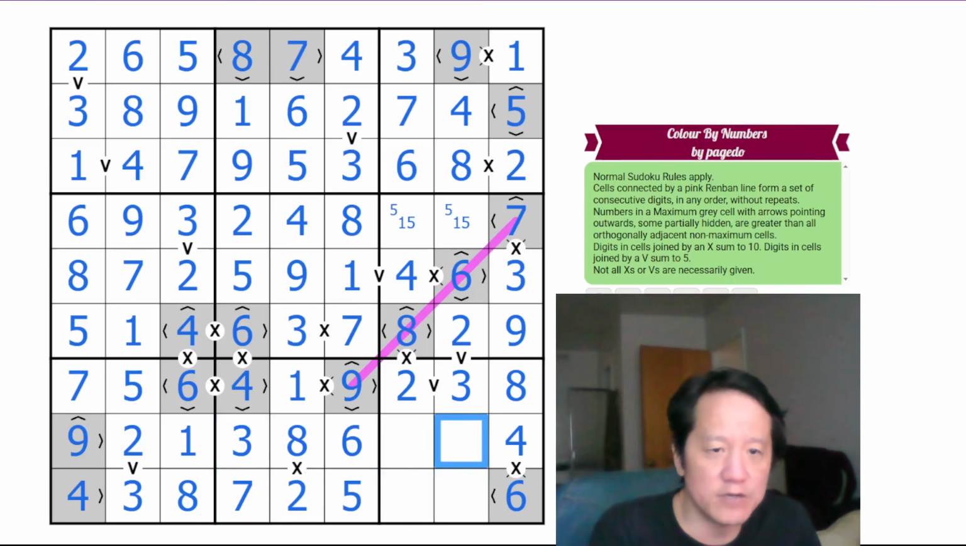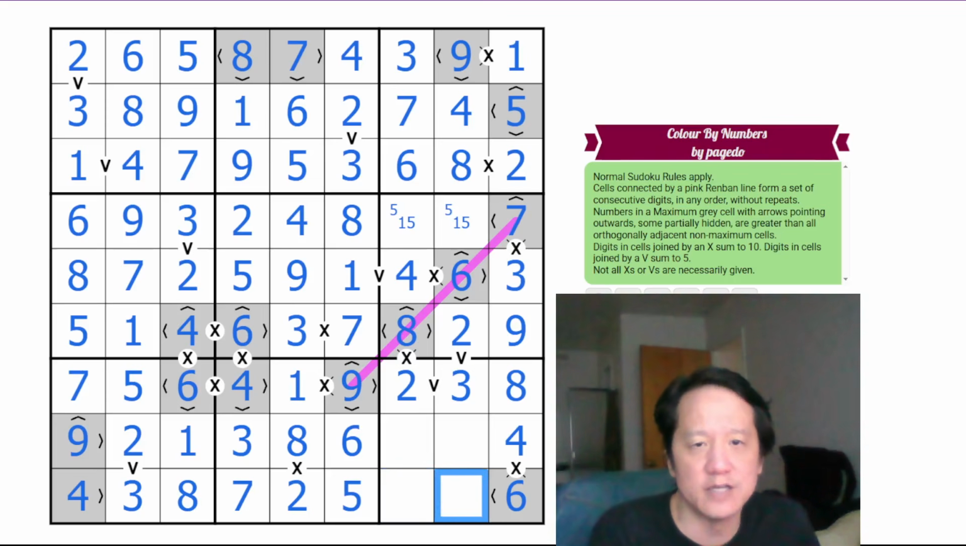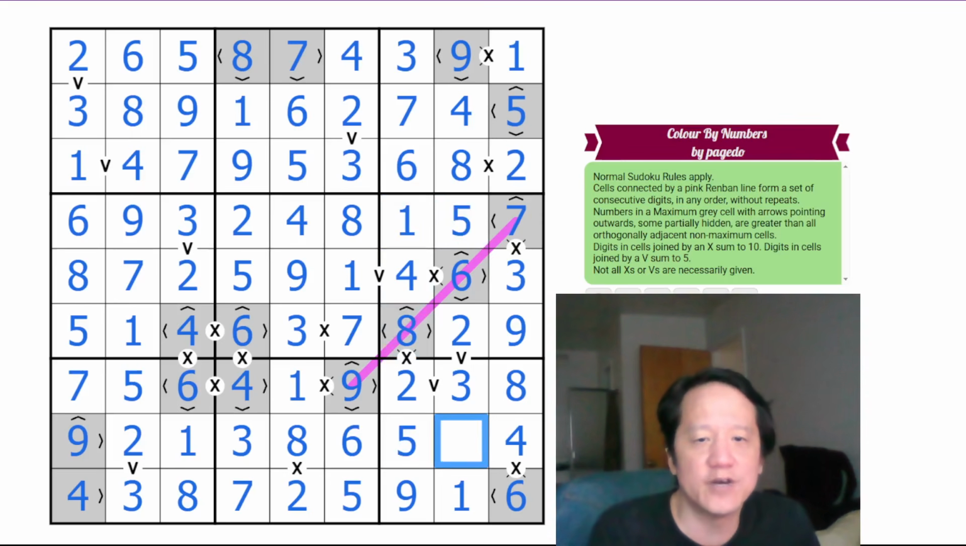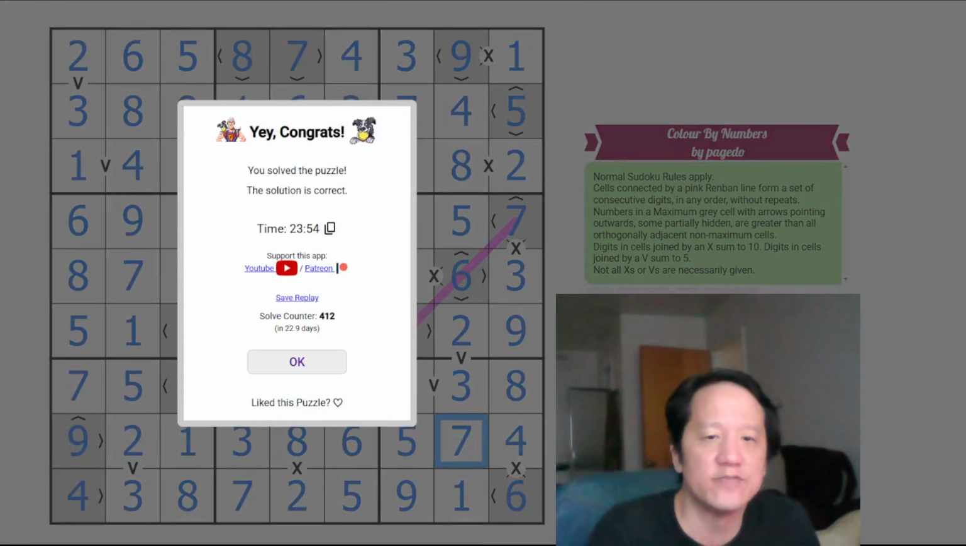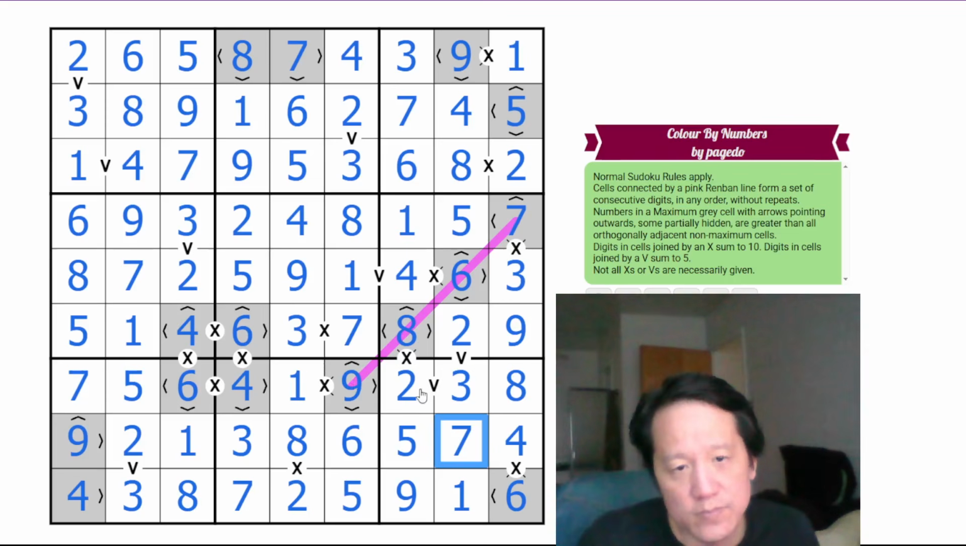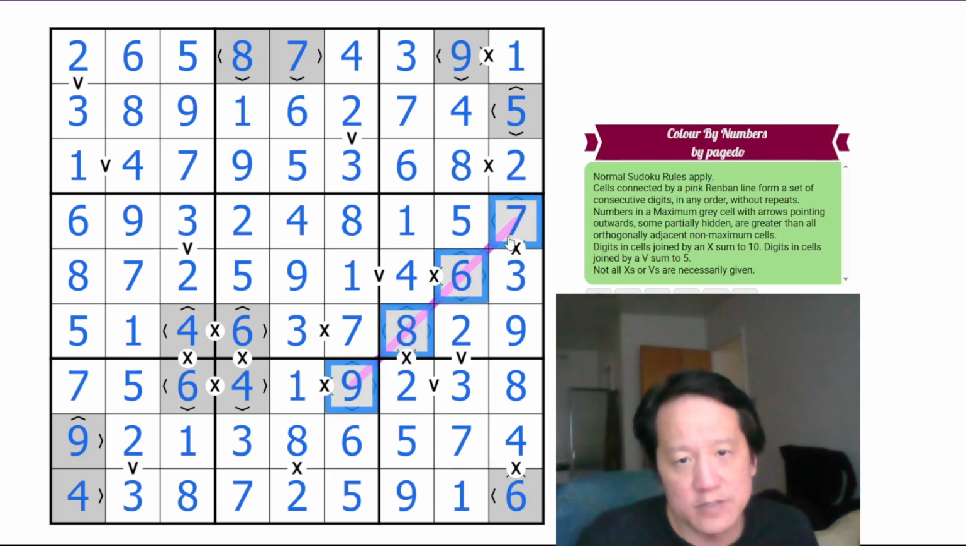Remaining digits in row 9 have to be 1 and 9. Obviously, 9 cannot be smaller than this digit, so this is 1, that's 9. 1 eliminates 1 here, so it's 5 and 1, which leaves this digit as a 5 and this digit as a 7. And that's how you solve it.